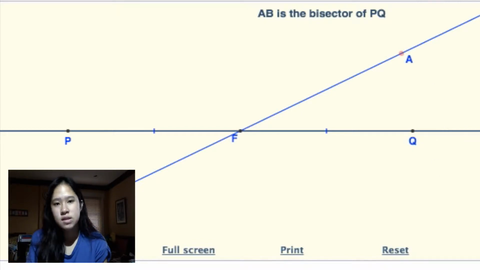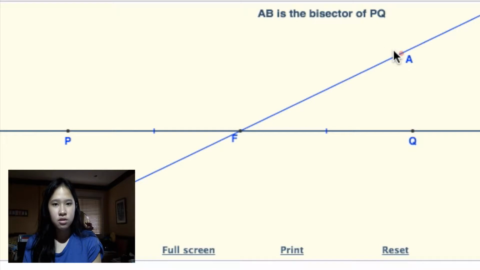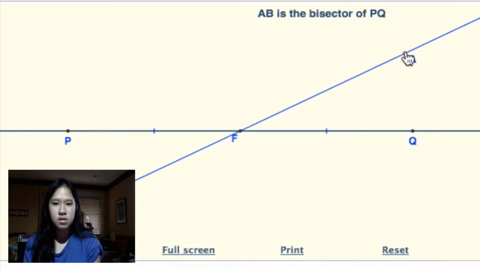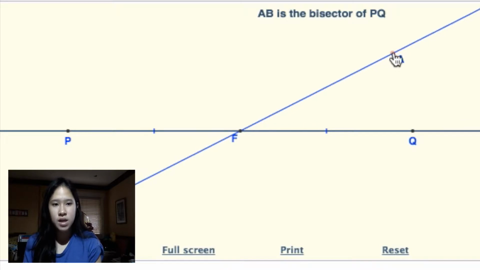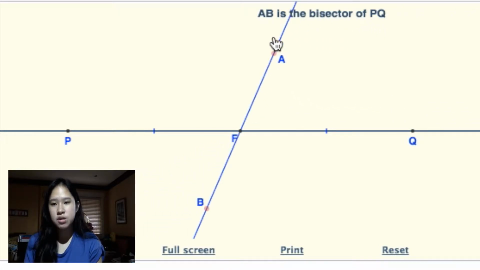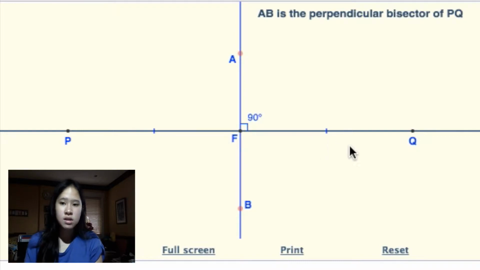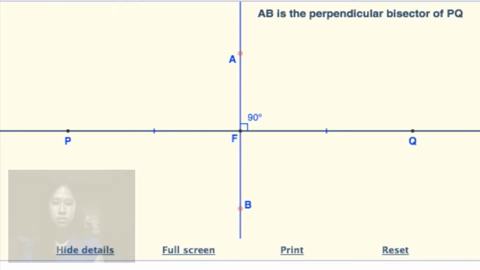First, let's define what a perpendicular bisector is. From the word bisector, bisect means to cut something into two equal parts. In this figure, you can see that AB is a bisector of PQ. For it to be a perpendicular bisector, it must cross it at a 90-degree angle, at the same time cutting the segment into two equal parts.